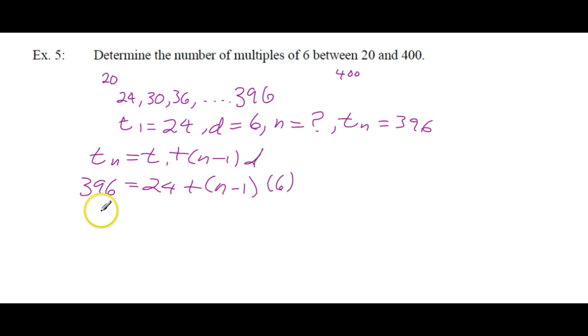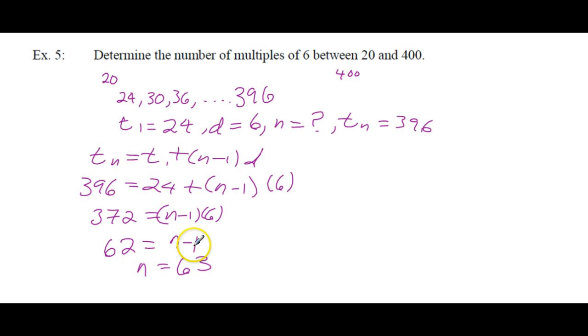First step, let's subtract 24 from this. That'll give us 372 is equal to n minus 1 times 6. Divide by 6: 6 goes into 37, it's 6 times 6 is 36, 6 times 2 is 12. Carry the 1, yep. It's 62, equal to n minus 1, and so n is 63. So there are 63 multiples of 6 between 20 and 400.